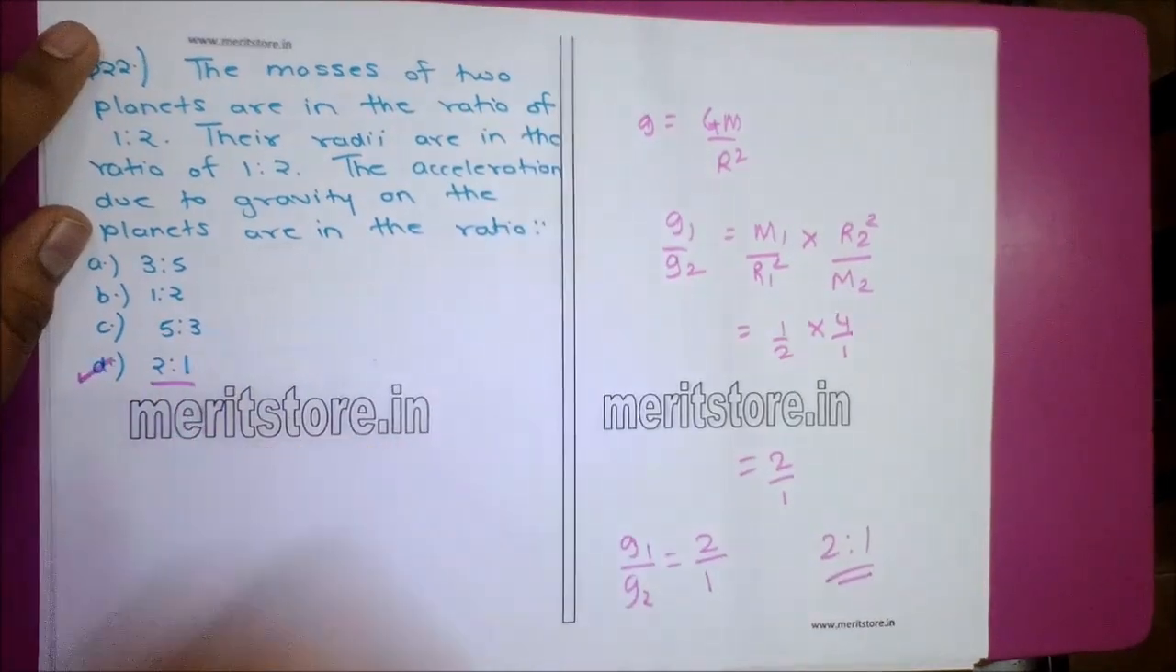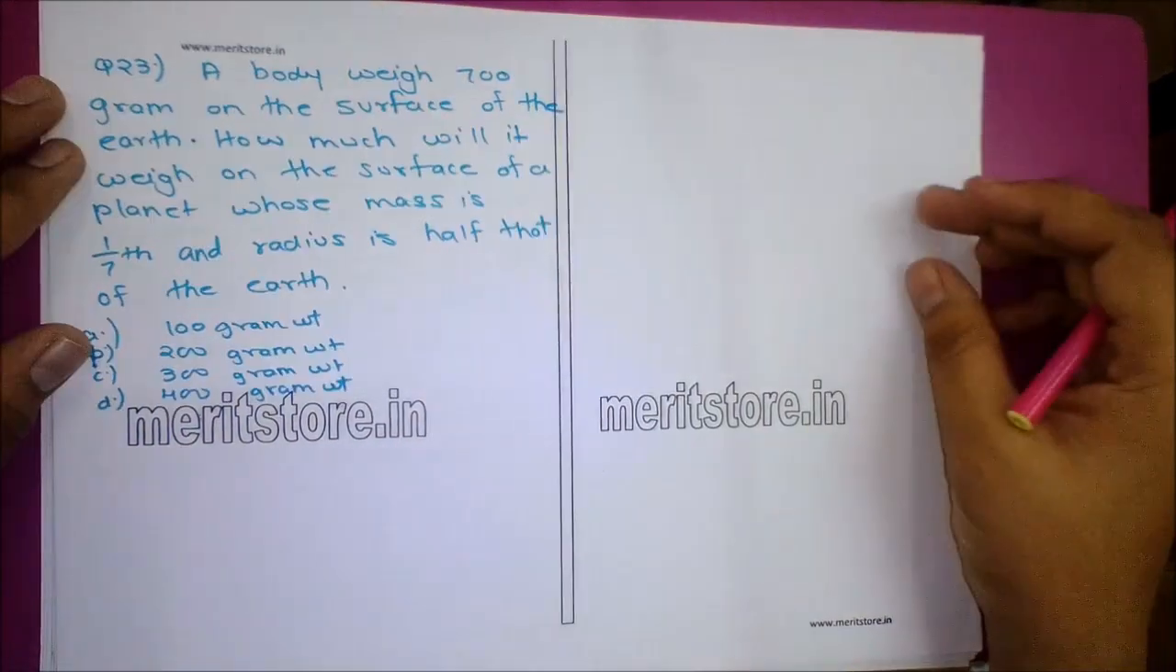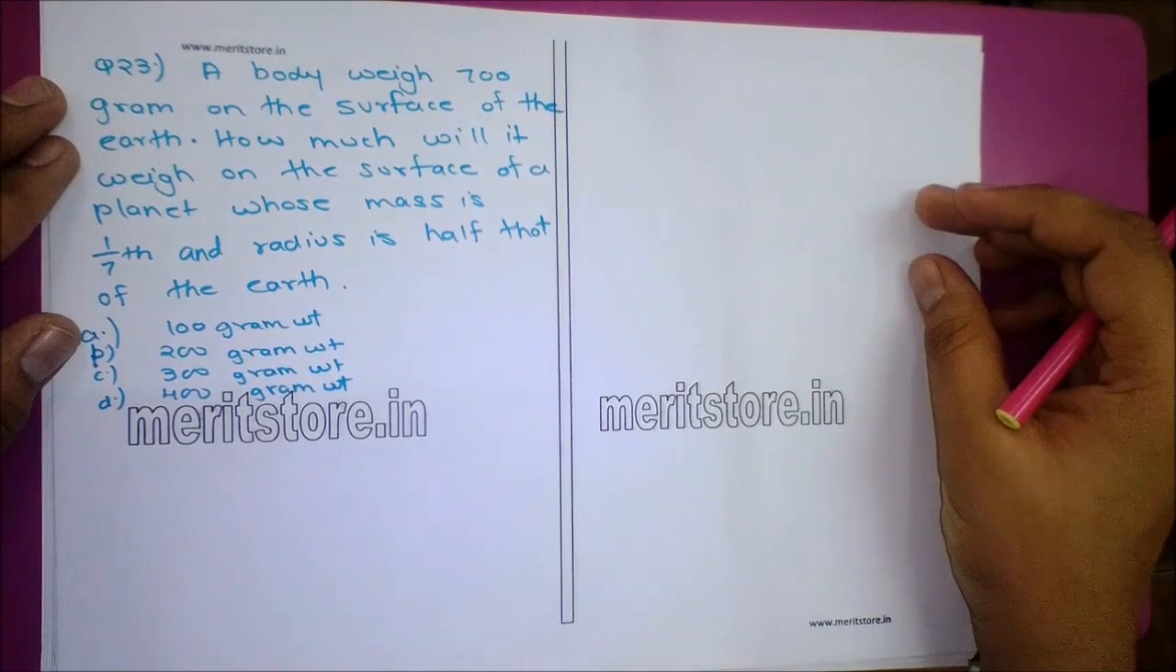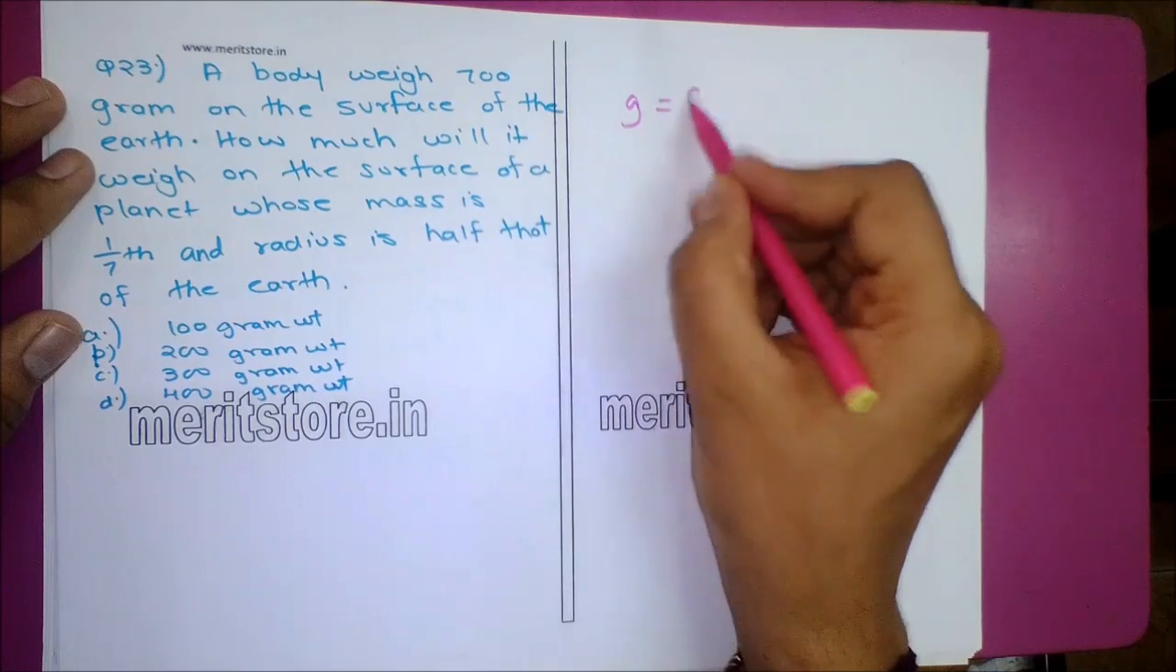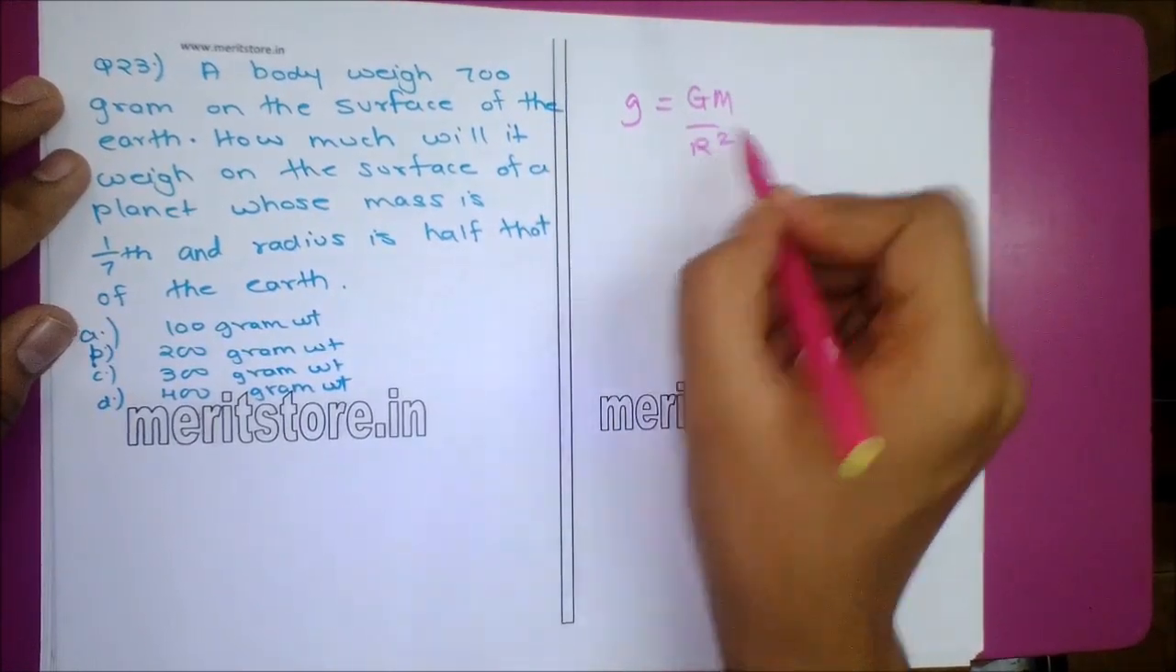So option D, 2:1, is the correct answer. Question 23. A body weighs 700 gram on the surface of the earth. How much will it weigh on the surface of the planet whose mass is 1/7 and the radius is half that of the earth? Now to solve this question, we know g is equal to GM upon r square.